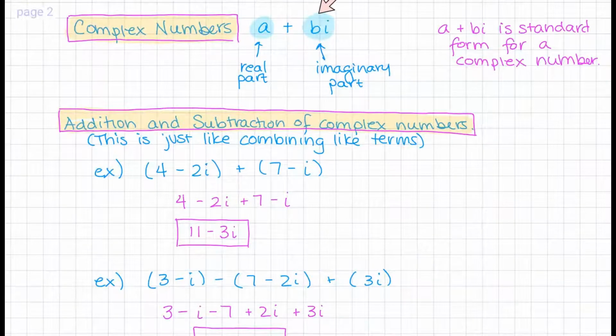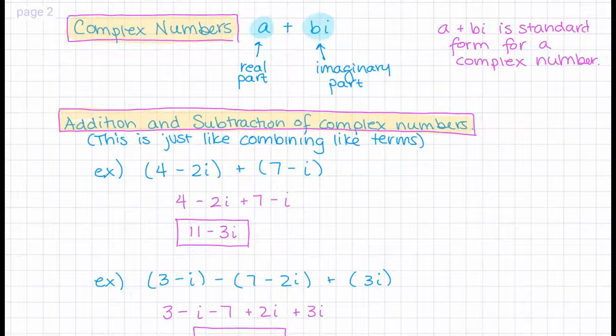We can't really add these together. They're not like terms. And I know this looks like a problem, a plus bi, but it actually isn't a problem to work out. It's a number. We call it a complex number. This is one number by itself, so that's a little weird.